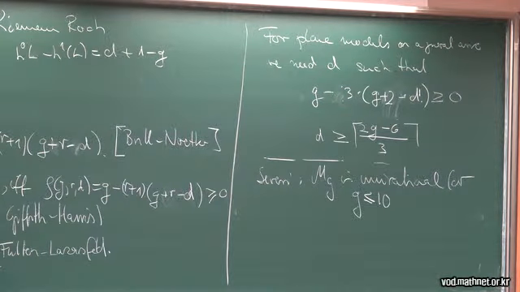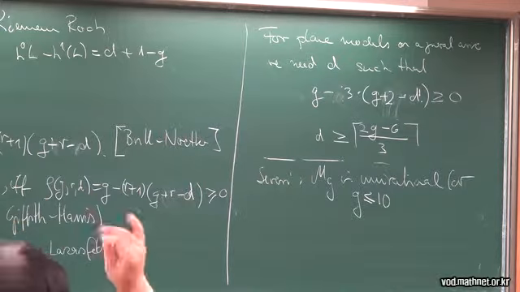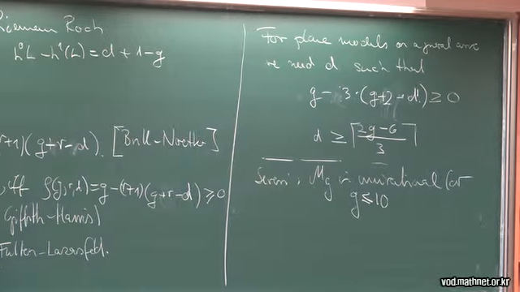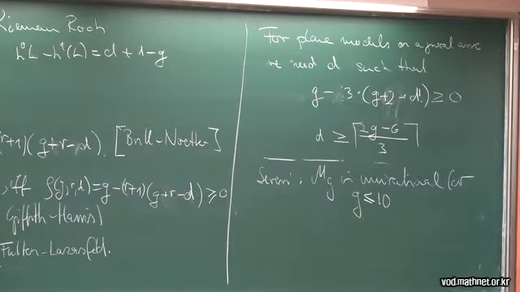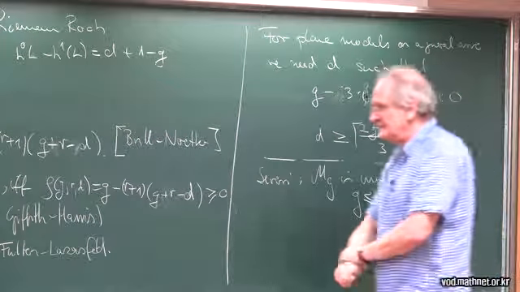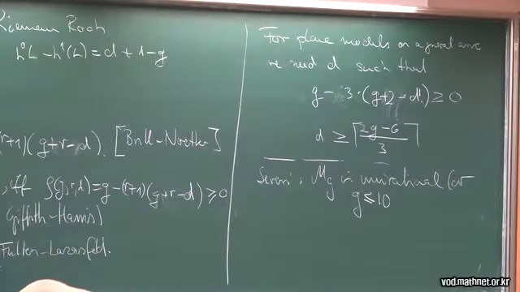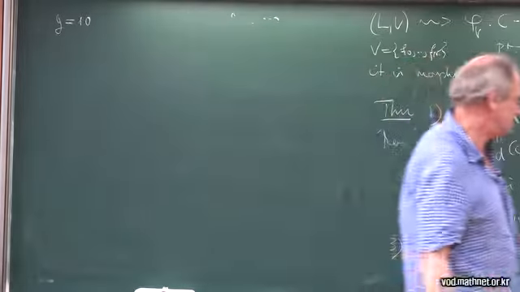So unirational means that I can write down a family of curves, or a dominant family of curves, depending on 3 independent parameters, right? So the idea is, for example, let's take g equal 10. Then what is the degree?